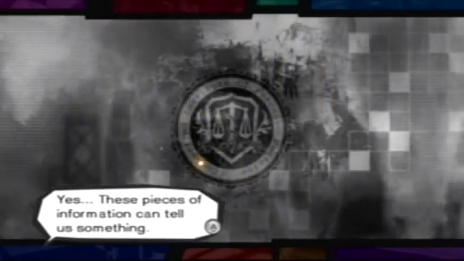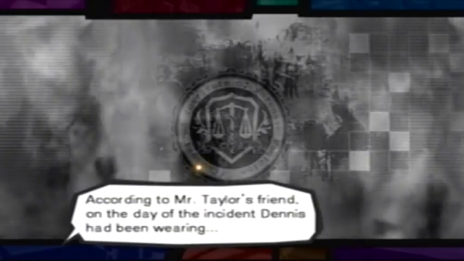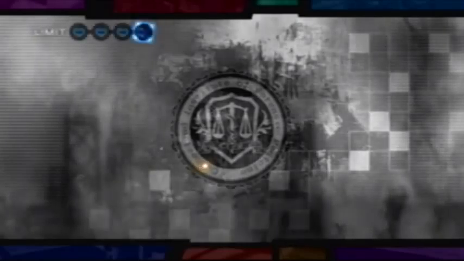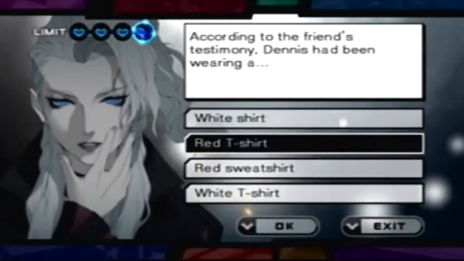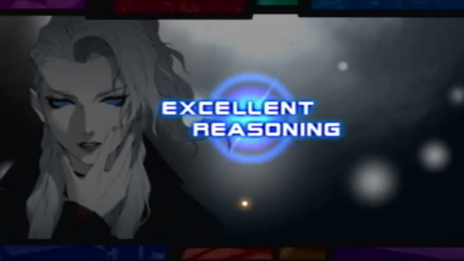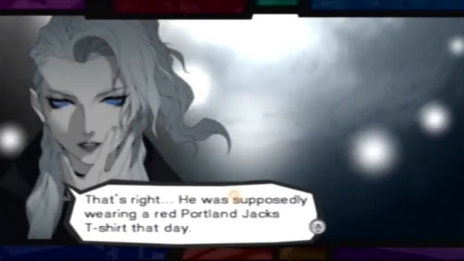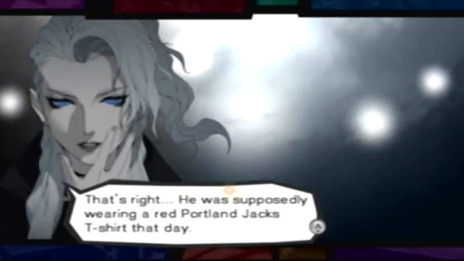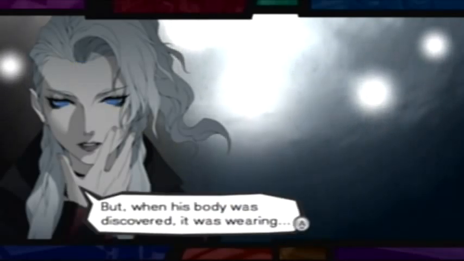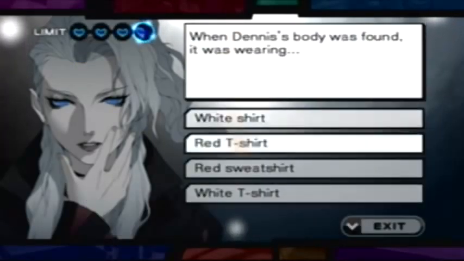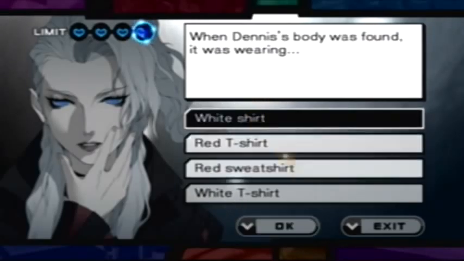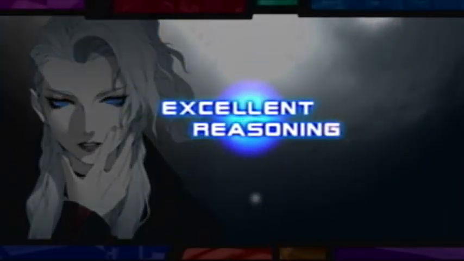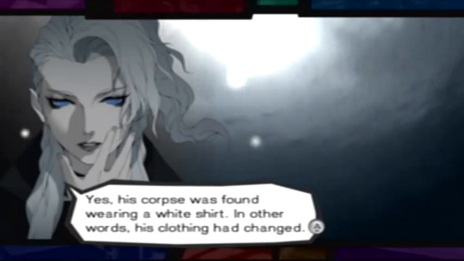Yes, these pieces of information can tell us something. According to Mr. Taylor's friend, on the day of the incident, Dennis had been wearing... That's right. He was supposedly wearing a red Portland Jacks t-shirt that day. But when his body was discovered, it was wearing... Yes, his corpse was found wearing a white shirt.